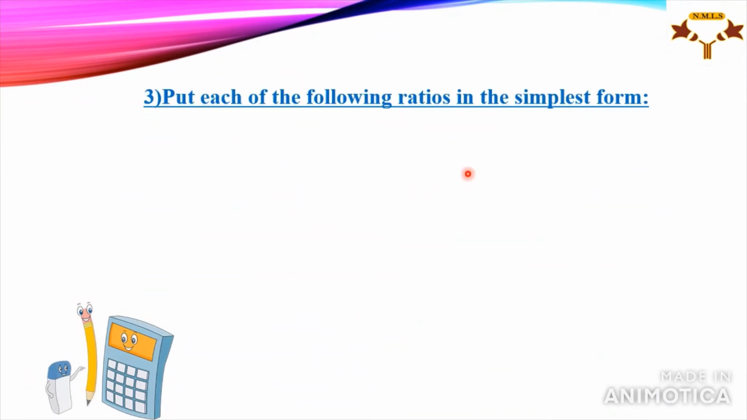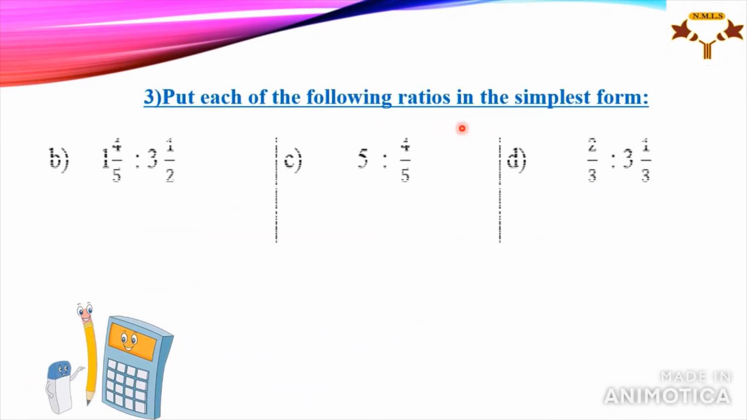Let's solve an example from your booklet. Put each of the following ratios in its simplest form. Here I have number B, 1 and 4 over 5 to 3 and 1 over 2. Convert the mixed numbers into improper fractions, as we said. Both of them: 1 times 5 is 5, plus 4, 9 over 5.